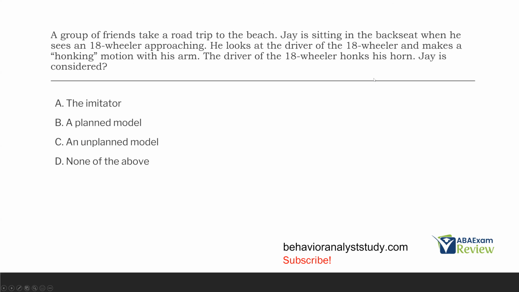Jay planned this model, and he planned trying to model this for the 18-wheeler driver who saw him and imitated. An unplanned model would be you've never ridden the subway, and so you're just looking around at the other people on the subway, trying to figure out what it is you need to do. Again, think of planned as more discrete. Think of unplanned as more naturalistic. Jay is very planned. He knows he's going to do this, and he's hoping the 18-wheeler driver imitates his model, and he does. So Jay is considered a planned model.